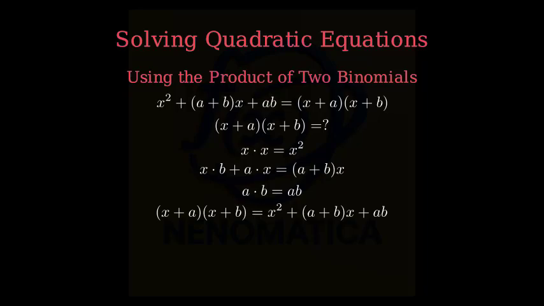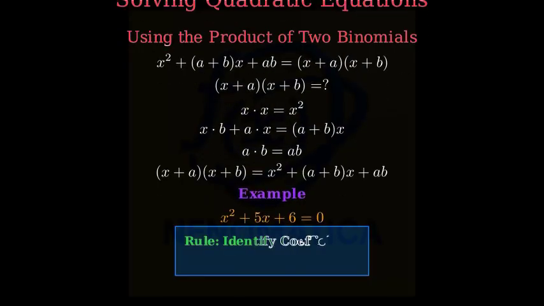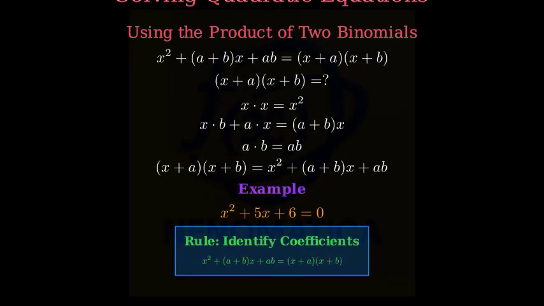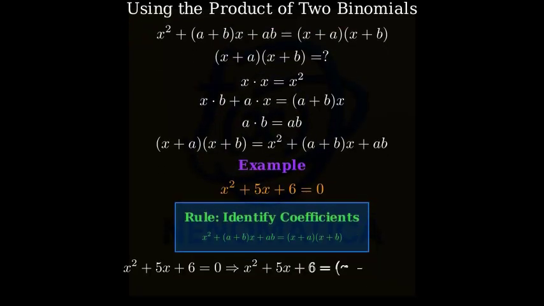Let's work through an example using this formula. Solve the quadratic equation x squared plus 5x plus 6 equals 0 using the product of two binomials method. Let's solve this step by step using the algorithm we've learned. First, we need to identify the values in our equation that match our standard form. Looking at our formula, x squared plus (a plus b) times x plus ab, we need to compare it with our problem x squared plus 5x plus 6 equals 0.